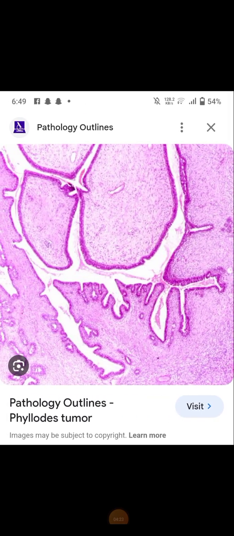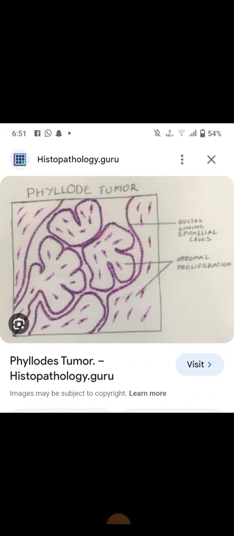So that was all about Phyllodes tumor. I am again repeating what I have mentioned. In its microscopy, stromal hypercellularity can be seen, and this tumor is also a biphasic tumor. As I have mentioned before, fibroadenoma is a biphasic tumor where there were two types of proliferations. One was the fibrous component, and the other one was the stromal component. In the same way, this tumor is also a biphasic tumor.